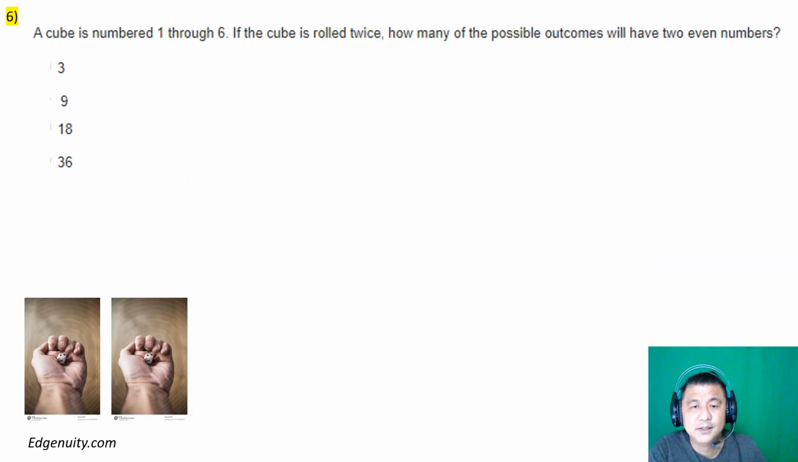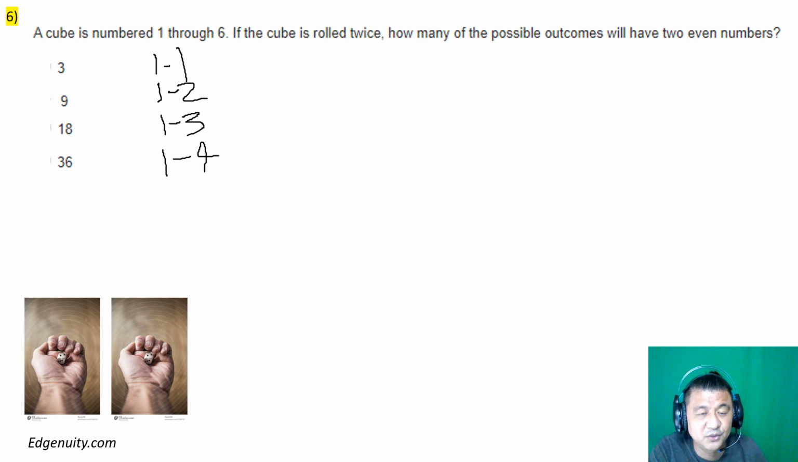All right. Let's try this problem. A cube is numbered 1 through 6. If the cube is rolled twice, how many possible outcomes will have two even numbers? Okay, so if I throw the first die, it could be 1, and the second die followed by 1. I'm doing the sample space. 1 followed by 2, 1 followed by 3, 1 followed by 4, 1 followed by 5, and 1 followed by 6.